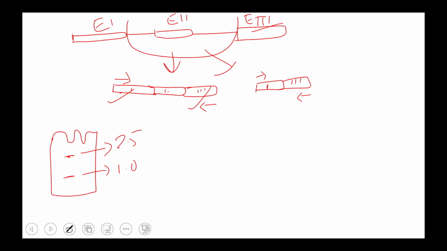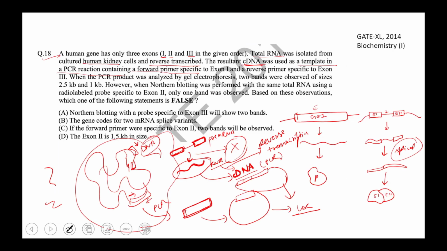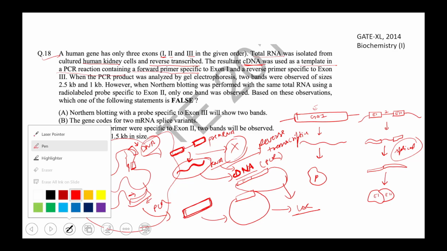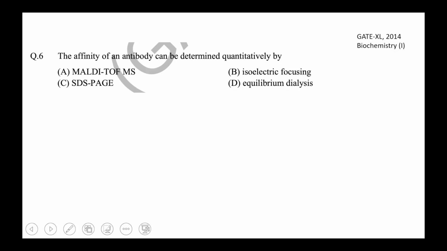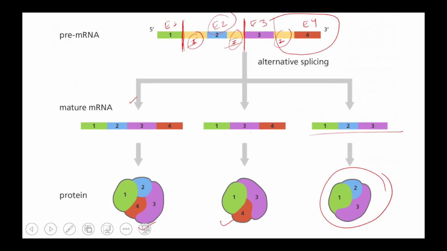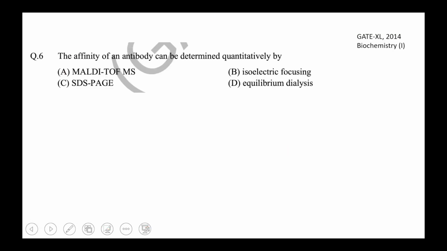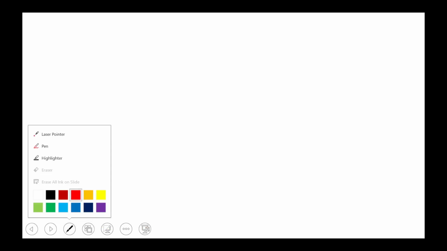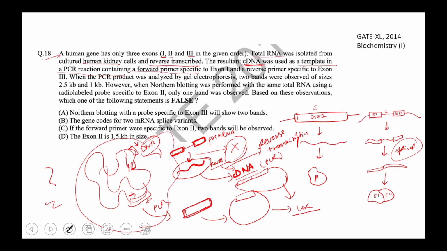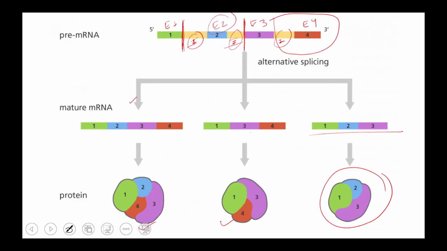Further, they also performed the northern blot analysis. In the northern blot analysis which they have performed, the same total RNA was used with a radiolabeled probe specific to exon 2, and only one band was observed. Based on these observations, which of the following statements is false?